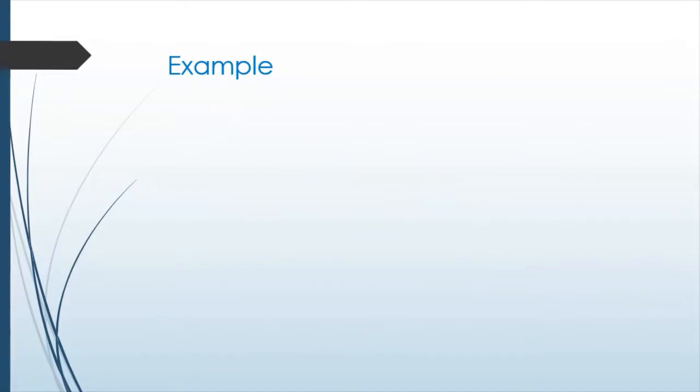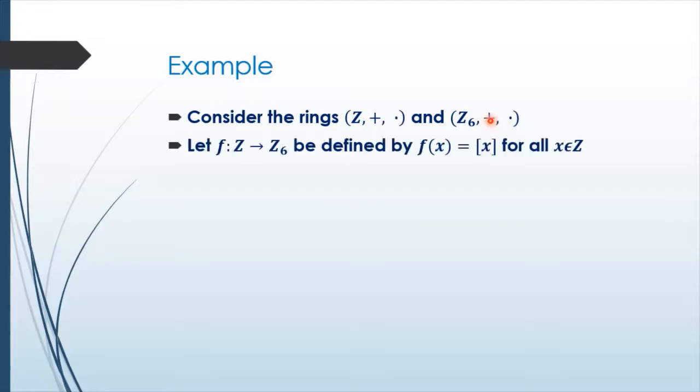We shall see some examples. Consider the rings integers under ordinary addition and multiplication, and integers modulo 6 under addition modulo 6 and multiplication modulo 6. Define the function f from Z to Z6 by f of x is equal to class x for all x belonging to capital Z.